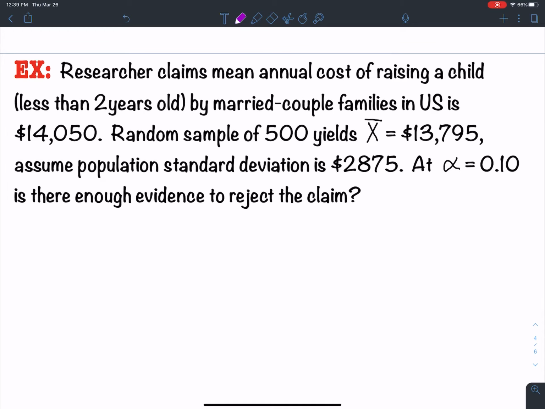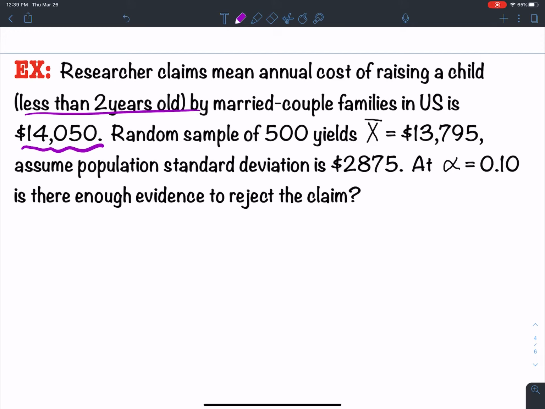Researcher claims the mean annual cost of raising a child less than 2 years old by a married family is $14,050 per year. So a little bit of money right there. That's government statistics, so those are real statistics.